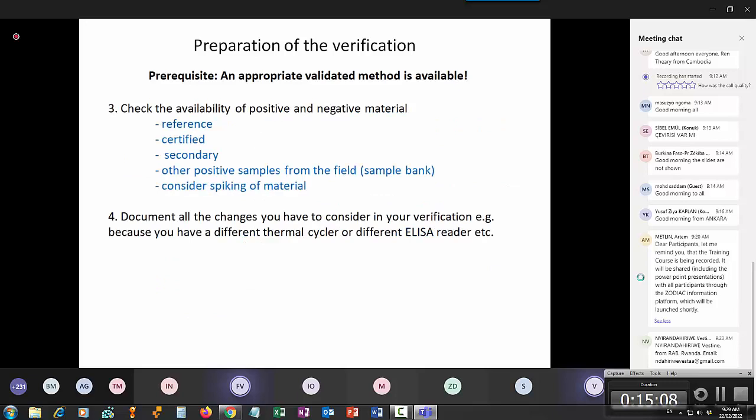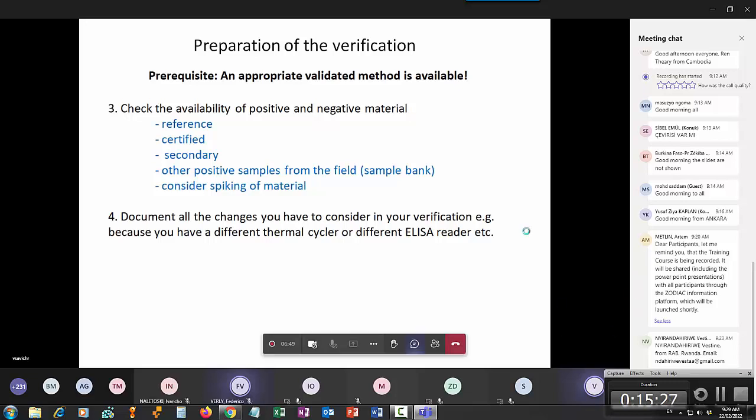Then the next thing is check the availability of positive and negative material. It was already mentioned, it can be reference positive material, certified, secondary reference material, also other positive samples from the field. You probably have a sample bank, you are probably storing some interesting positive samples. So these samples also can be used for repeatability testing, for example.